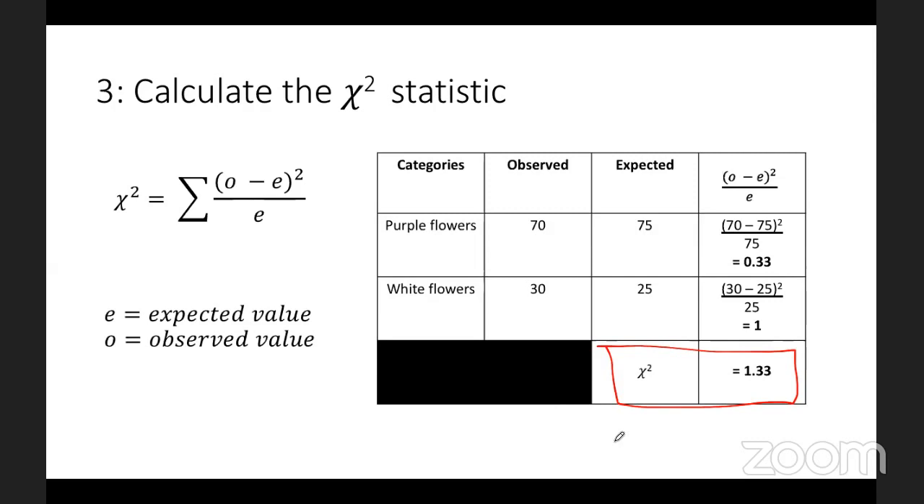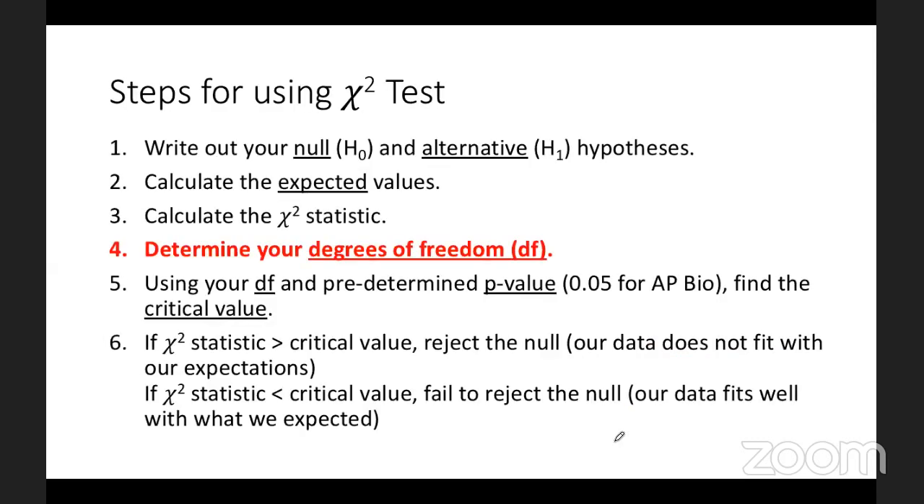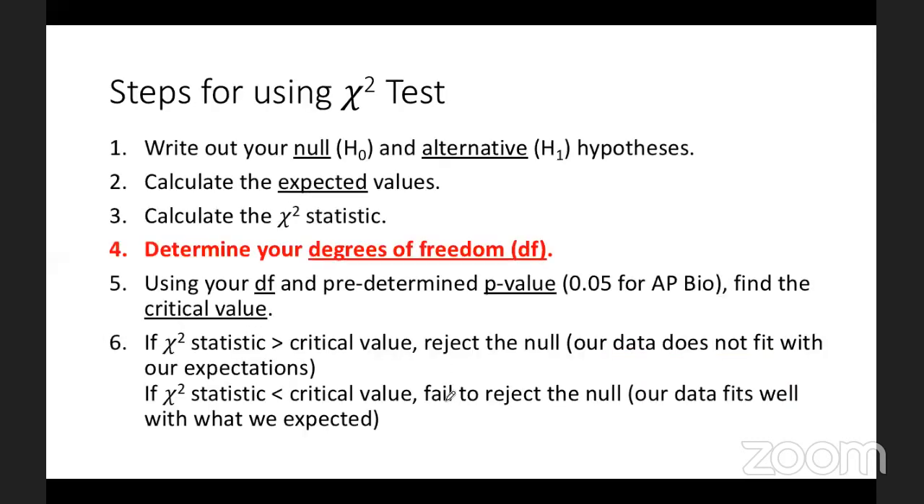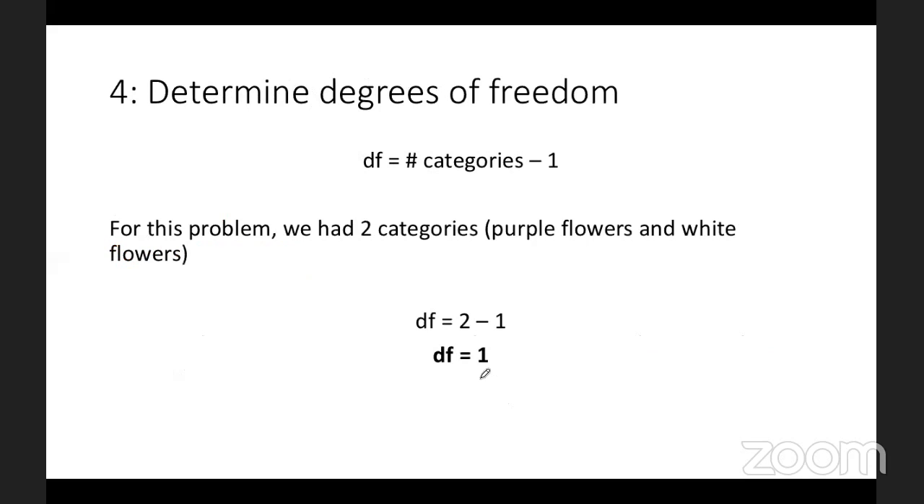All right, great. The next step is to determine the degrees of freedom. See if you can do that before we go over it together. So again, we had 2 categories. Remember, we said degrees of freedom is the number of categories, or the number of possible outcomes, minus 1. Since there were two possible outcomes here, our degrees of freedom will be 1. So we have 1 degree of freedom to work with.